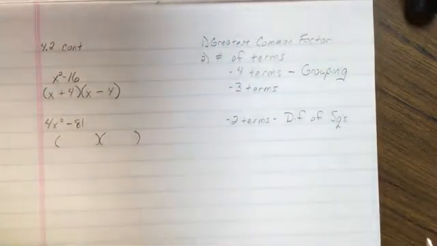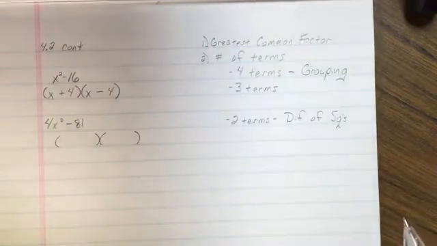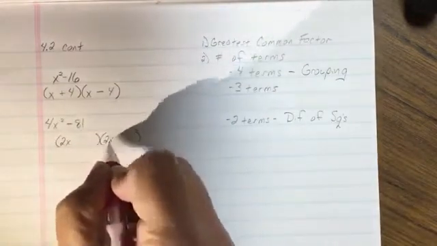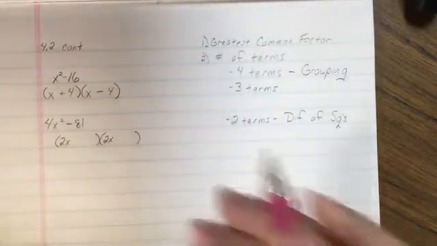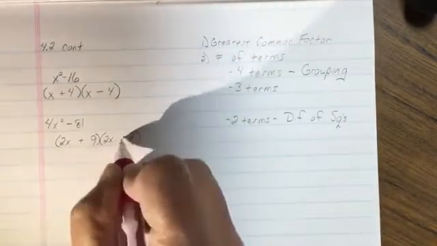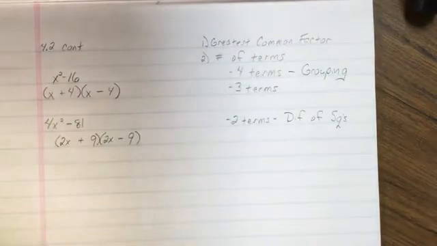So last thing, is there a minus in between them? Sure is. So I square root the front. Square root of 4 is 2, in this case 2x. That goes to both fronts. Square root of 81 is 9. That goes to both backs. And again, one of each sign. One plus, one minus.